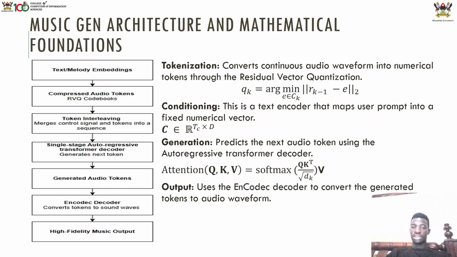And then generation: for MusicGen, because it uses transformers, it predicts the next audio token using the autoregressive transformer decoder. And it uses the attention mechanism. So that's the formula. And then for the output, we have to convert the generated tokens into an audio waveform. Yeah, so that's MusicGen.